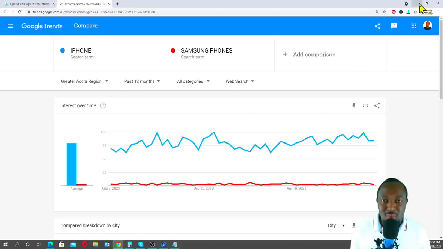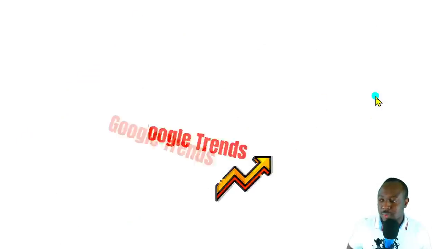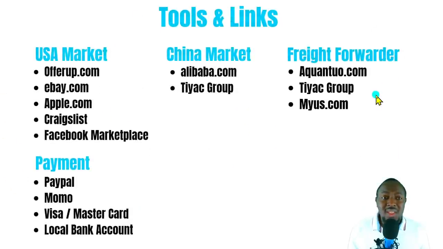Go on Google Trends and do the research yourself. You will love it. I use Google Trends to do most of my product research. Then the tools you will use in this tutorial. To search for iPhones in the US, you will use eBay and so on. I'll explain in detail later on in this tutorial.